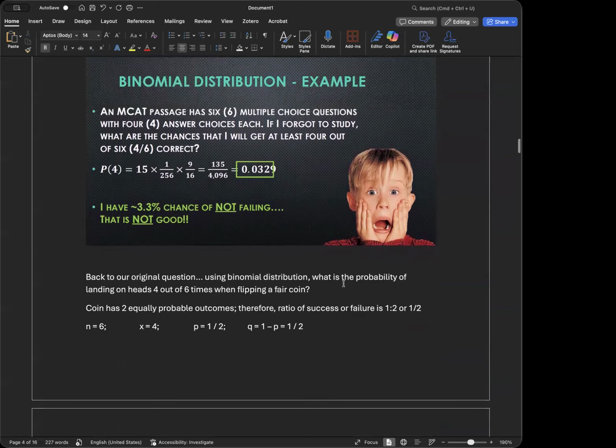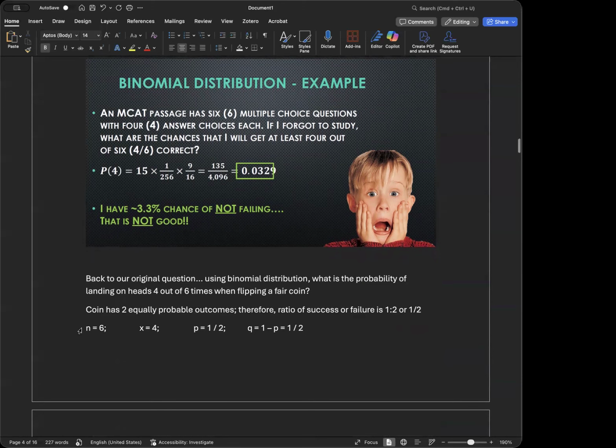So back to our original question. Using the binomial distribution, what's the probability of landing on heads on a fair coin 4 out of 6 times when flipping a fair coin? The coin has two equally probable outcomes. Therefore, the ratio of success or failure is equal to 1 in 2, or 1/2.